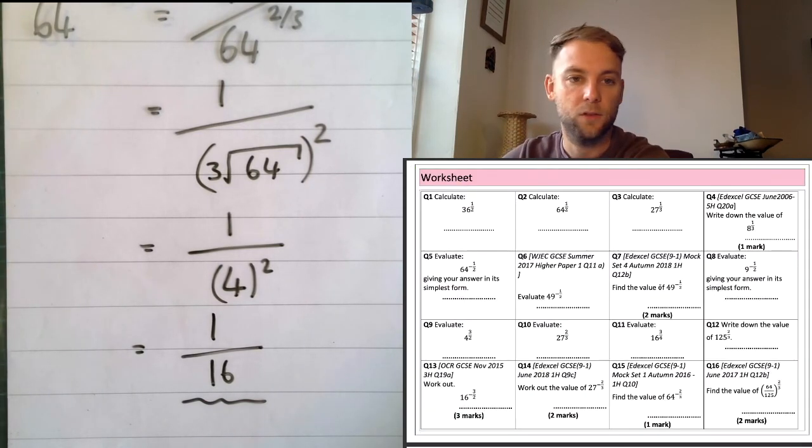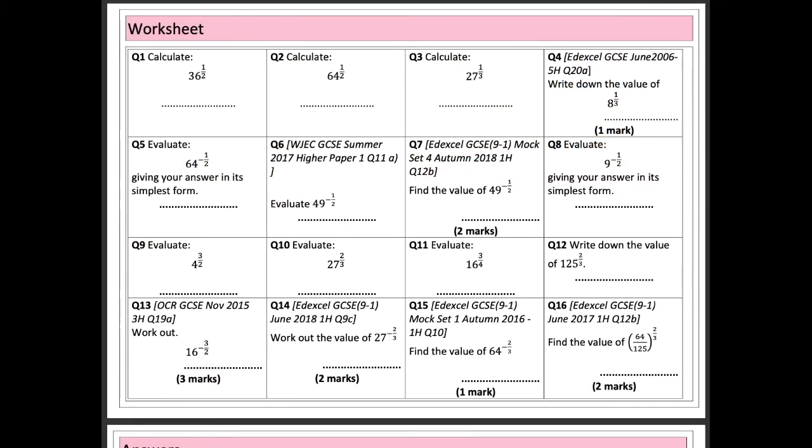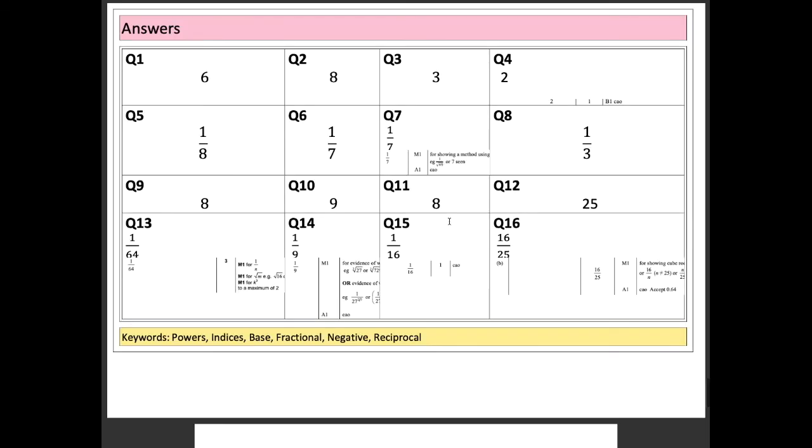Super. So, got some questions here. I'll make these big for you. So pause now and have a little go at those questions. Okay, so I'll pop the answers on as well. So there's your answers. Mark those in green.